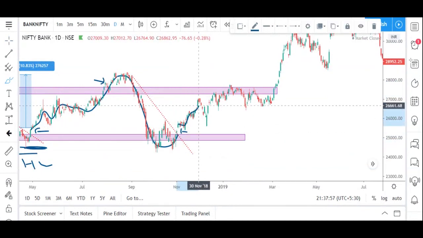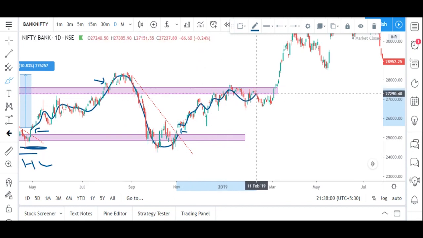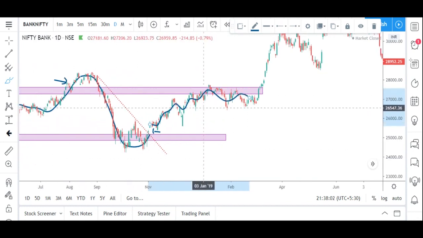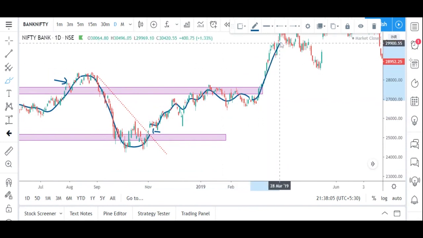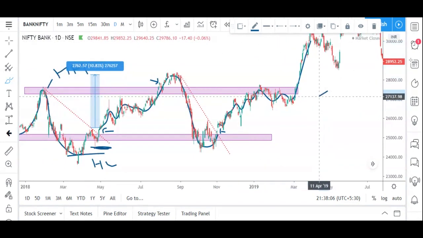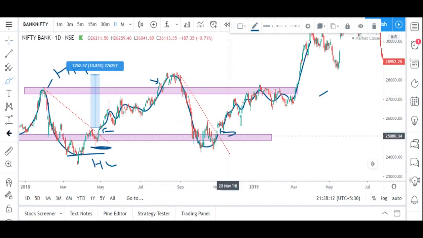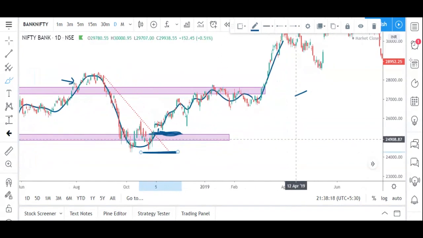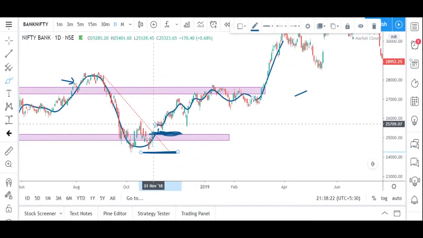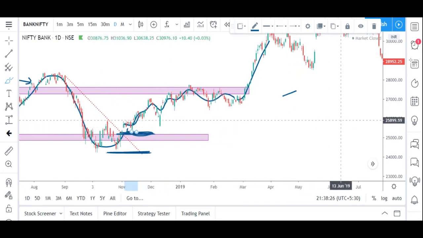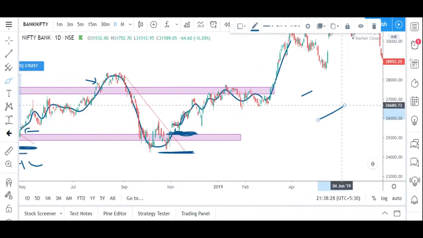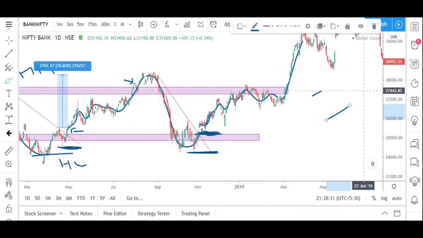You can see, just come up, guys. See, it has broken this level also. So we keep our stop loss below this region, somewhere in this region, or maybe this region if you are fine. We have to keep it below the previous swing. If you see a swing here, then you keep your stop loss here. So this is the case with Bank Nifty.